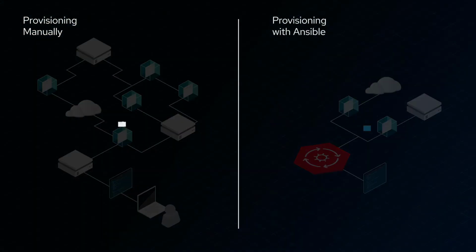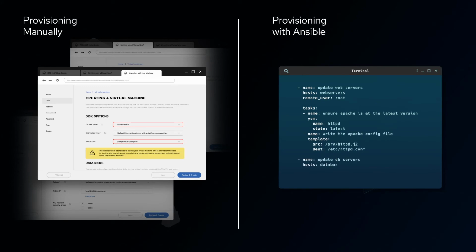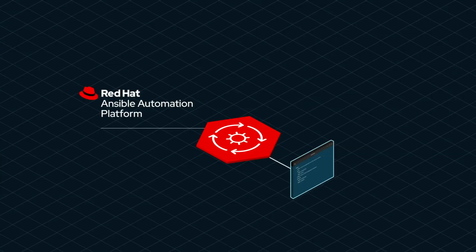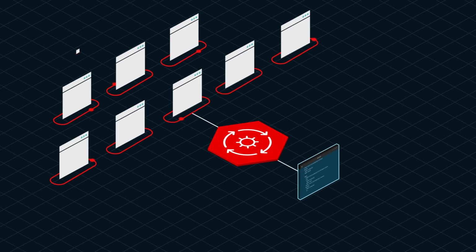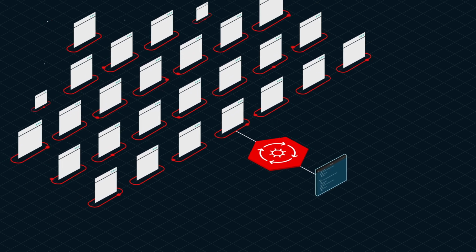Now this helps you avoid types of errors and inconsistencies seen with manual provisioning. And by automating this from the get-go, you've taken a much larger step toward automating across the entire lifecycle of your applications.